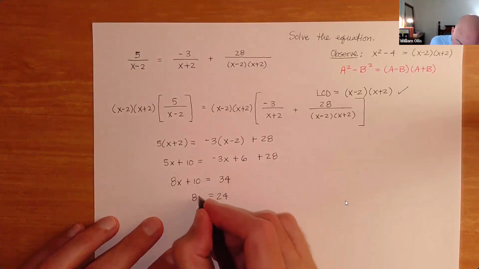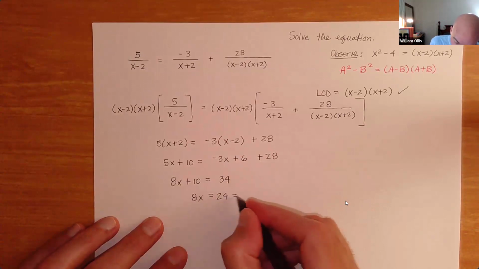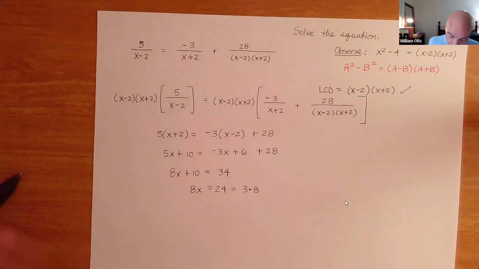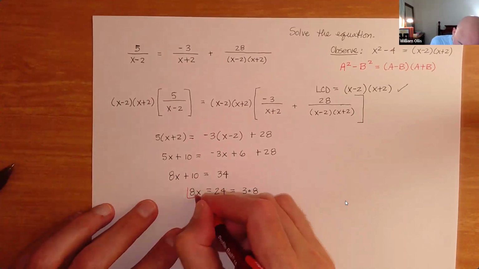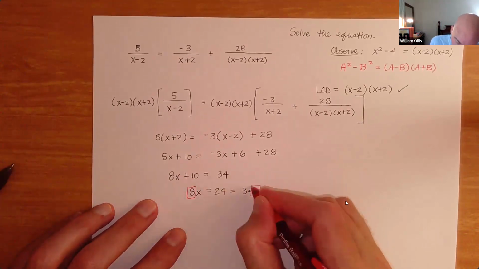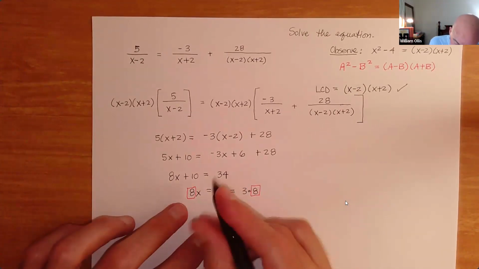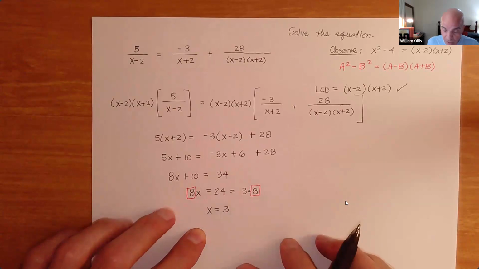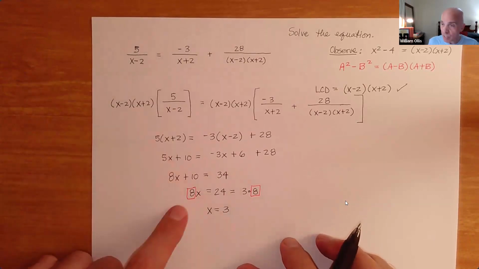And then we have 8x. And then, of course, 24 is just 3 times 8, right? So now, of course, the 8's absorbed. And we get x equals 3. Or we're told that x equals 3 is a result of what we just did.